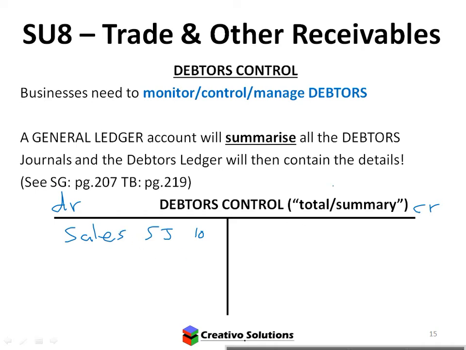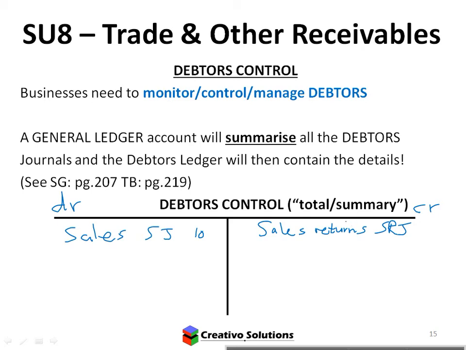What else can I see in my debtors control account? After you've sold to someone, what do they normally do? Well, possibly return. If they return, then you'll see the sales returns here. A sales return will do what to this account? Increase or decrease? Decrease. So sales return would go here, from the sales returns journal.